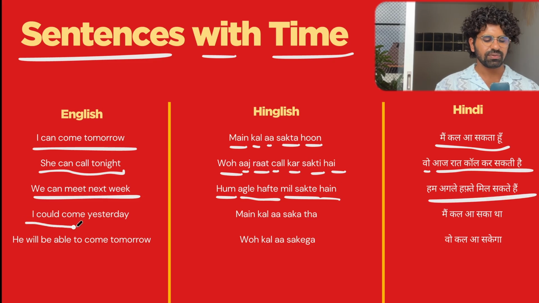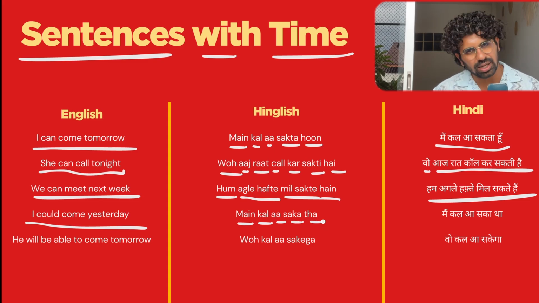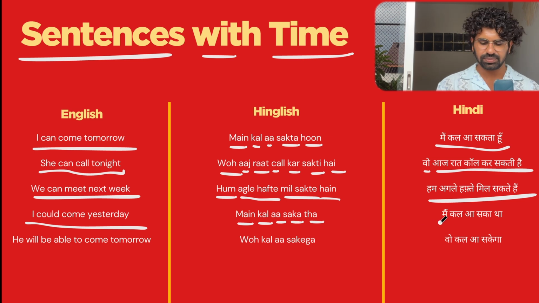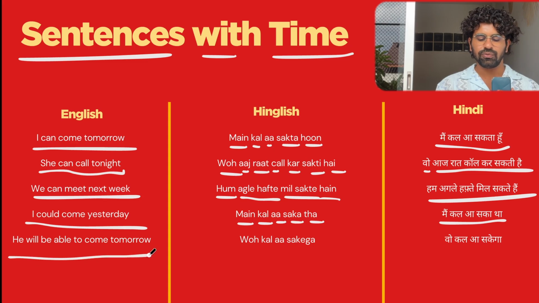Okay. Then we have I could come yesterday. I could come yesterday. So मैं कल आ सका था. मैं कल आ सका था. I could come yesterday. Okay. Same thing here. मैं कल आ सका था. ठीक है. Then we have he will be able to come tomorrow. Now a future tense sentence. So he will be able to come tomorrow. वो कल आ सकेगा. वो कल आ सकेगा. ठीक है. And that's he'll be able to come tomorrow.